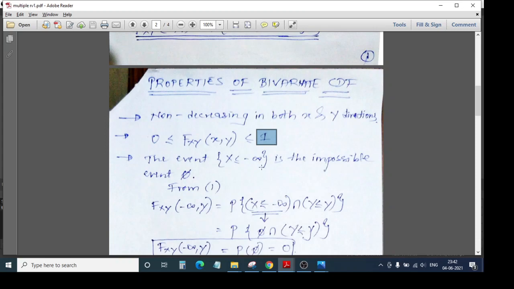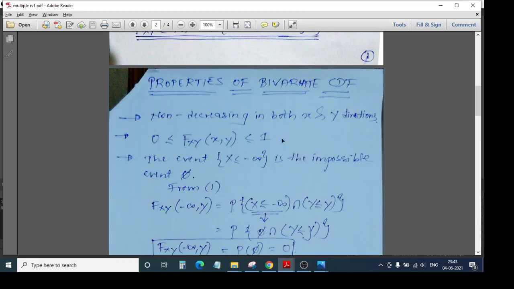Next very important property: your CDF for both random variables will range between 0 and 1. As we have already said, it will not go below 0 and it will not go above 1. If you recall from the single random variable, at minus infinity it would be 0, and at plus infinity it will be 1. That is the maximum value we have seen. The same property is also available for your bivariate random variable, that is F of x comma y.